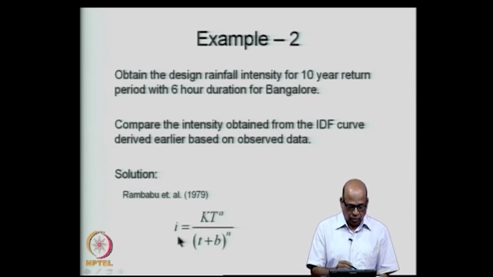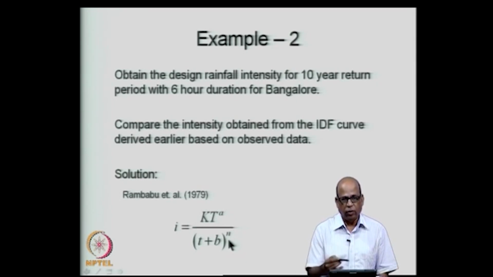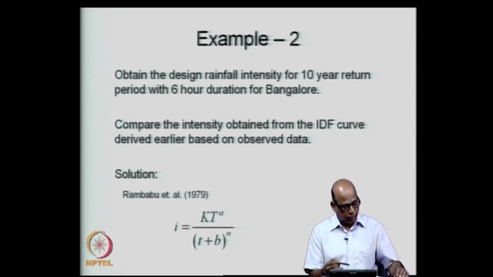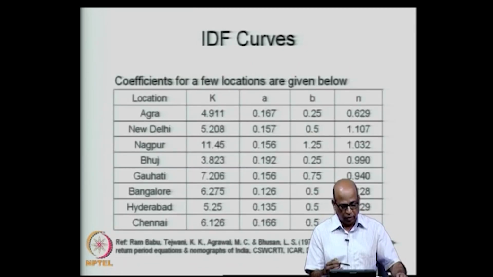So, in the Rambabu et al. we have I is equal to k T to the power a over (t plus b) to the power n. T is the return period, we are talking about 10-year return period. Small t is the duration, we are talking about 6-hour duration. I needs to be obtained, and k, a, b and n are constants which are available for different cities. So, we will pick up for the Bangalore city what it gives.